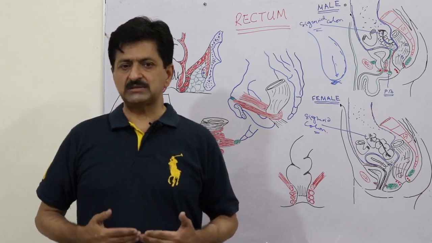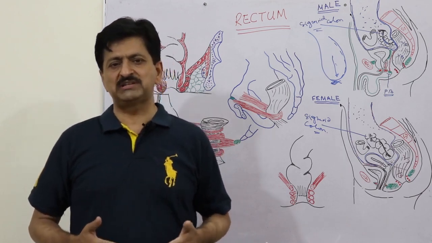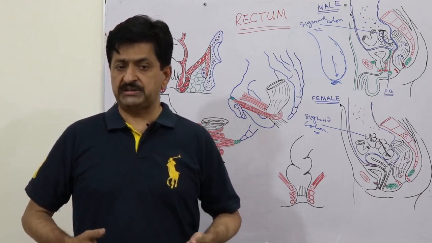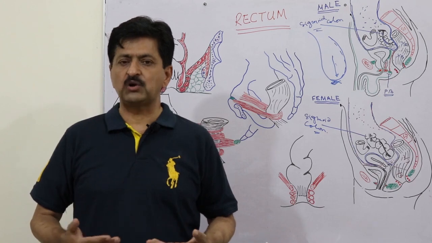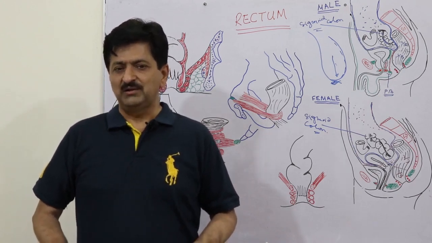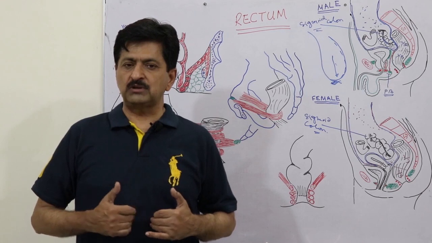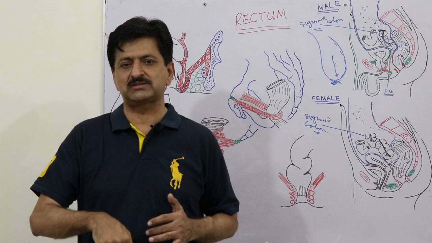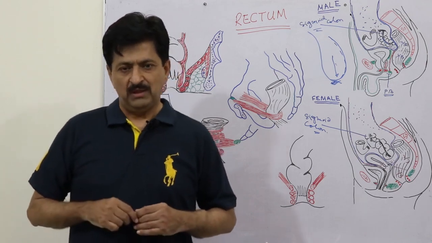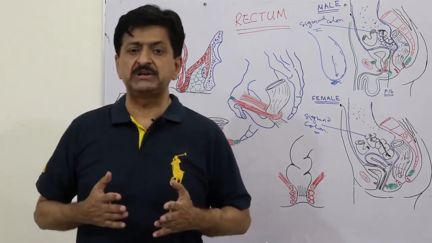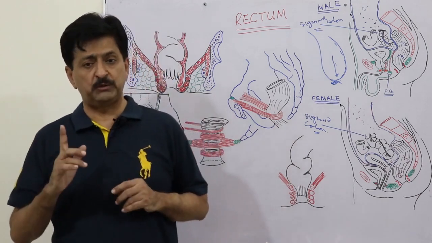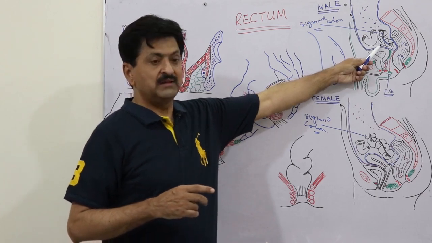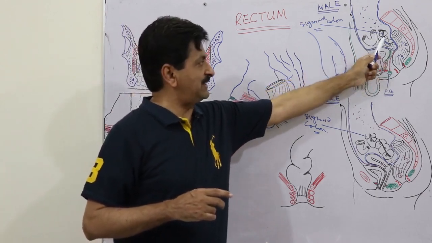The sigmoid colon finishes, but the alimentary tract continues. This colon should finish here, but the next portion should start. Why don't we call that also the colon? The reason is that the colon has three characteristic features, and these three features are not present in today's topic, the rectum. These are the haustrations, the taenia coli, and the appendices epiploicae.